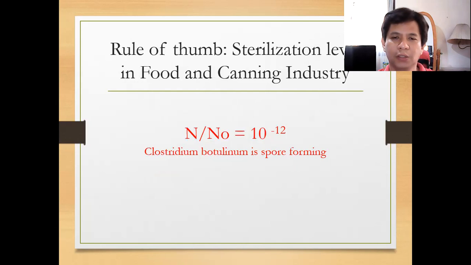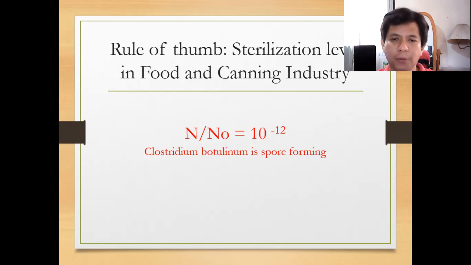So, sabi ko nga sa inyo, sa canning naman, medyo mas mataas yung requirement. So, sa canning, ang sterilization level ay nasa 10 to the negative 12. So, what's that? 10 to the 12 zeros. Billions is 9. So, that's trillion. So, parang, halimbawa, you have 1 trillion bacteria. Isa na lang yung matitira pag 10 to the negative 12.